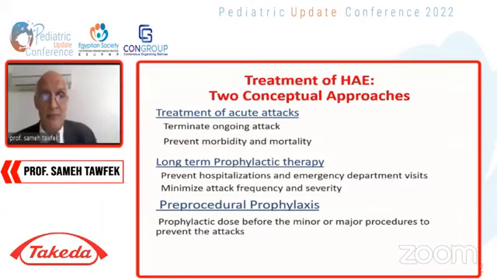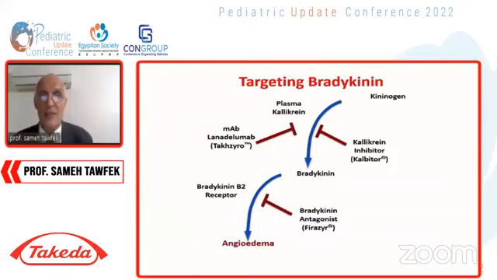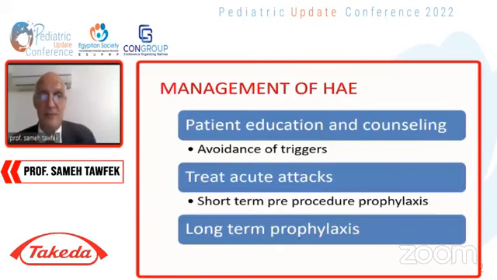Long-term prophylactic therapy to prevent hospitalization and emergency department visits, and to minimize the frequency and severity of the hereditary angioedema manifestations. Pre-procedure prophylactic dose for minor or major procedures to prevent the attacks of hereditary angioedema. And this is targeting the bradykinin. It is clear because the ultimate outcome is angioedema. Management. Number one is patient education and counseling.